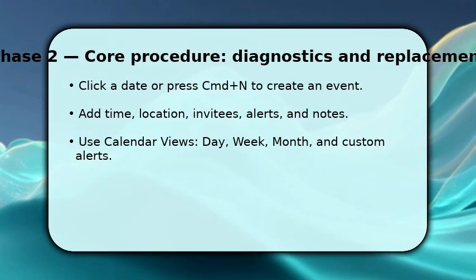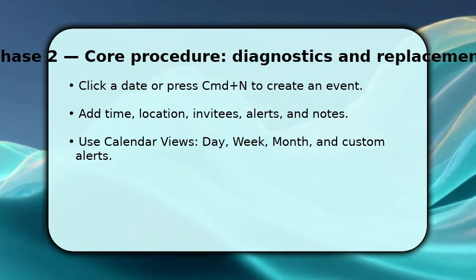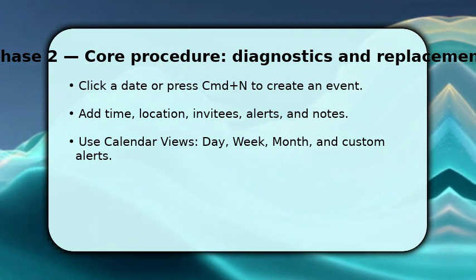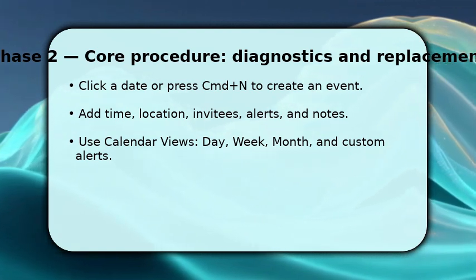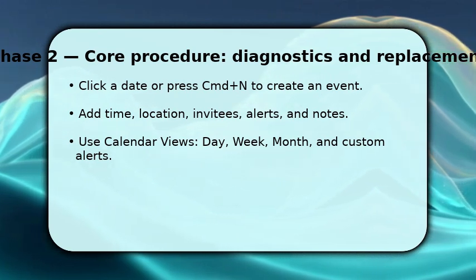Create an event by clicking a date or hitting CMD+N. Then type the title and press Return to autofill. Expand details to add time ranges, location that suggests maps, invitees for email invites, alerts for reminders, and notes for context. Use drag to resize events and hold Option to duplicate quickly.